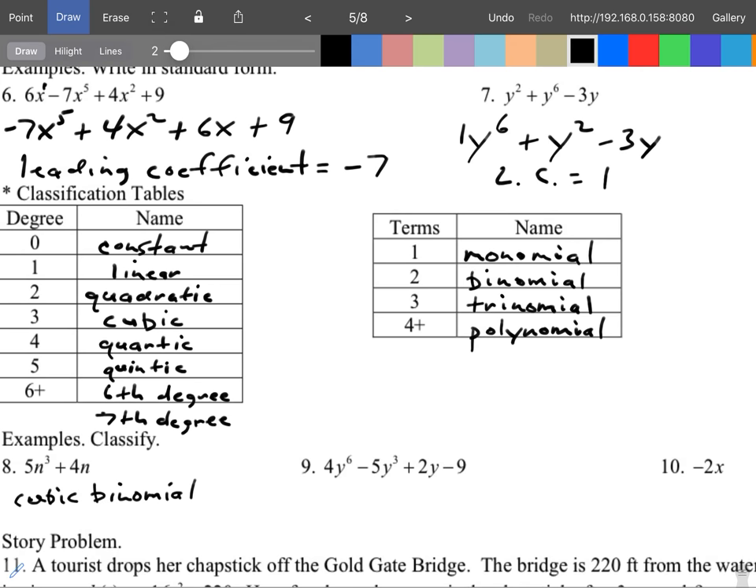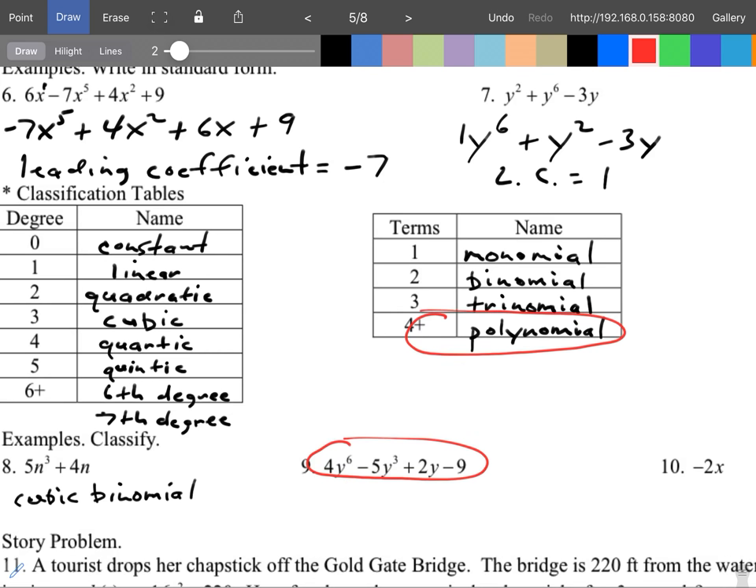Okay, then the next one. Number 9, how many terms does it have? Again, terms are separated by addition and subtraction. Jackie, you got it? 4. Yeah, it's got 4 terms. So this one right here has 4 terms, so we're just going to call it a polynomial.